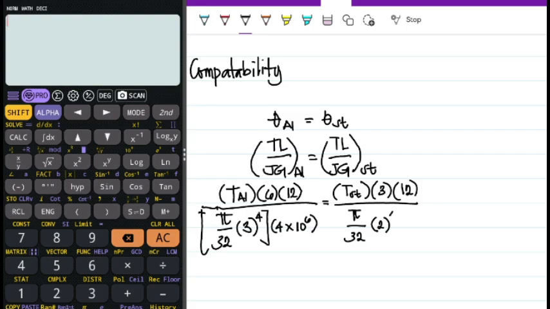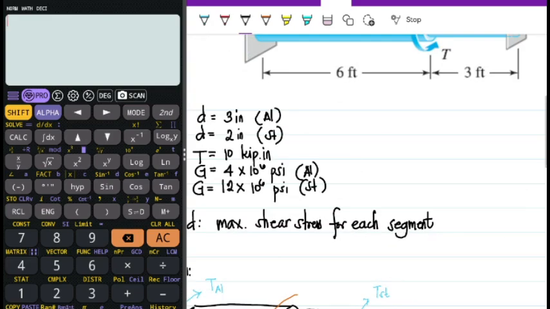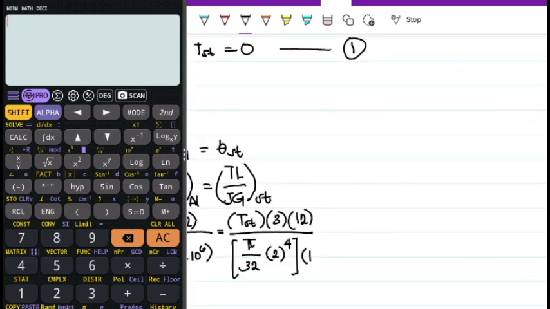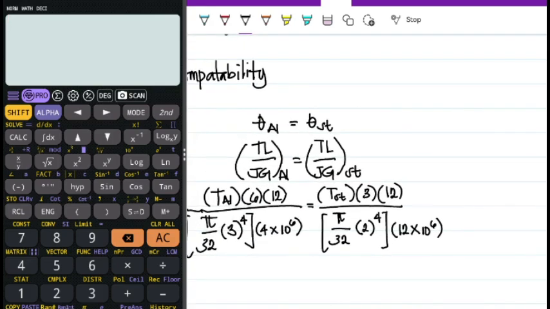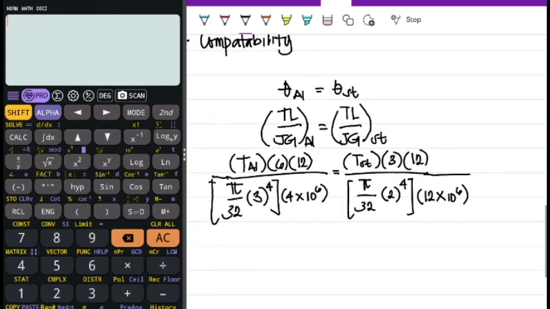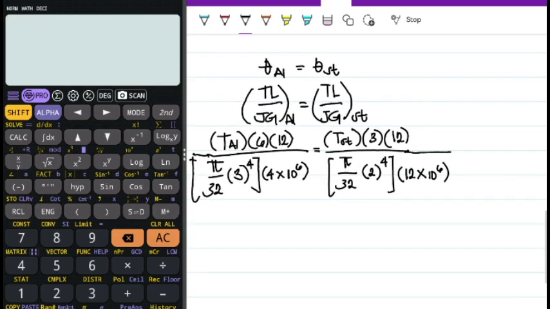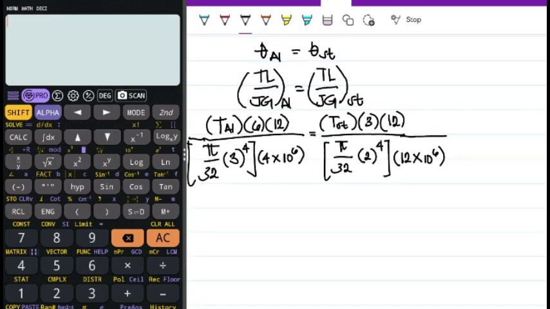T_AL, which is the torque, is unknown. And then the length of aluminum is 6 feet, so we multiply that by 12 to convert that into inches. And then our J, which is pi over 32 d to the fourth power, for aluminum, that's pi over 32 times 3 to the fourth power times the shear modulus, which is 4 times 10 to the power of 6, and it is all in psi now.